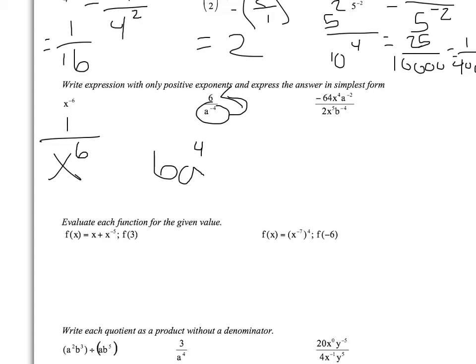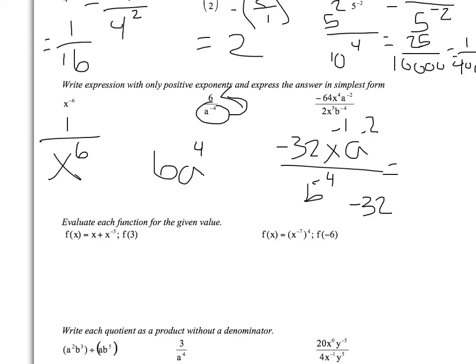For the next piece, negative 64 divided by 2 is negative 32. x to the 4th divided by x to the 5th, what you do is you subtract your exponents. So 4 minus 5 is a negative 1. And you have that a to the negative 2 in the numerator and that b to the negative 4 in the denominator. Since I want positive exponents, I'm going to move the x, the a, and the b. I'm going to leave the 32 where it is because it doesn't have a negative exponent on it. So it's going to be negative 32. Moving the b to the numerator will be b to the 4th, divided by x a squared. And that's your final answer there.